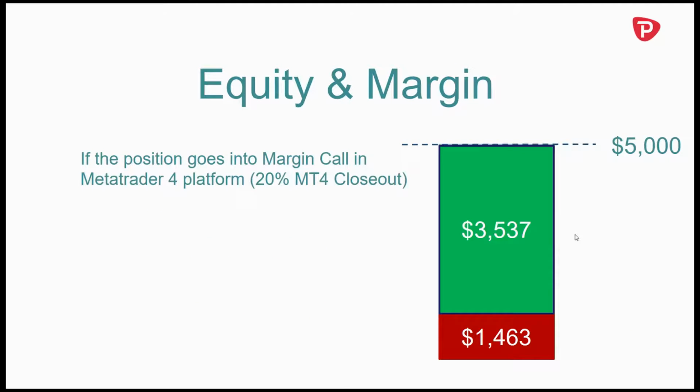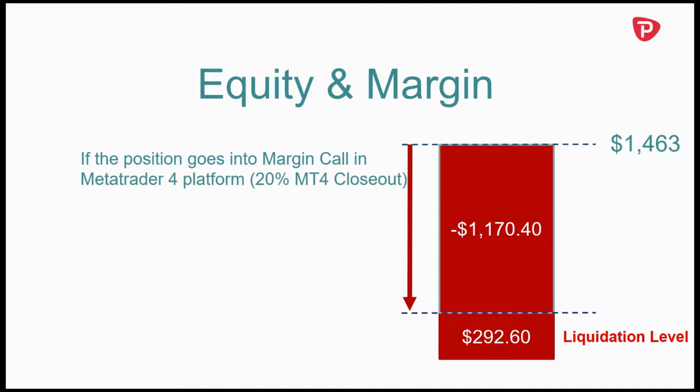So now let's take a look at Pepperstone's most popular trading platform, the Pepperstone MetaTrader 4 platform. If the position goes into margin call in the MetaTrader 4 platform, we have what's called the 20% MT4 closeout level. You can see here on the right-hand side, we have our $5,000 US account as we enter one lot of Great British Pound US dollar like in the previous examples. You can see the green level represents our free margin and the red level represents our margin held. Now, like in the previous example, if our position goes $3,537 against us, we'll enter our margin held area. If this happens, a margin call event will soon be triggered if the trade goes further against us.